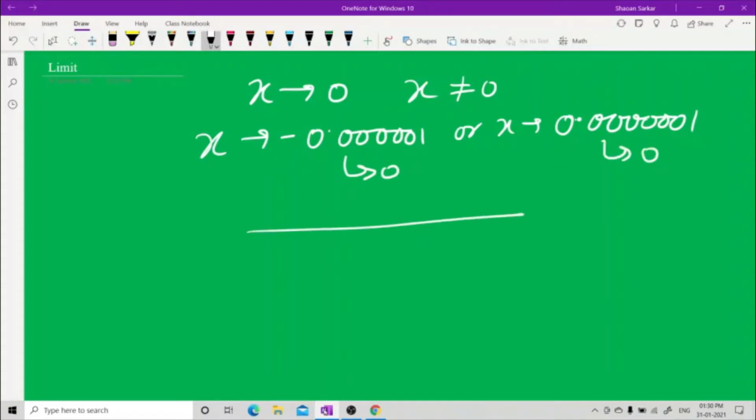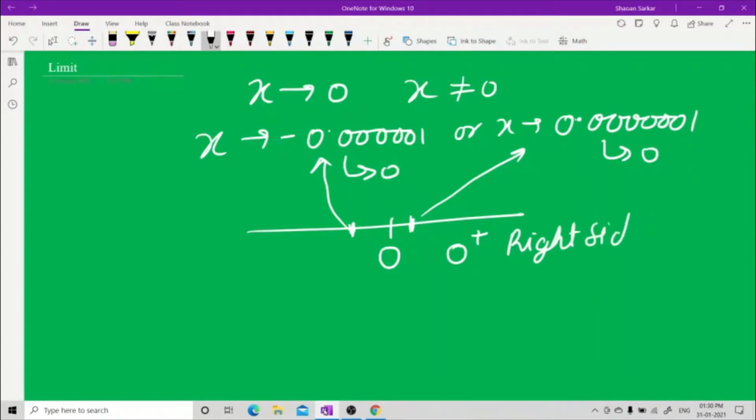Now, this is basically your 0. This point is here, and this point is somewhere here. So, this is called 0 plus, the right side of 0, and this is 0 minus, this side, which is called the left side of 0.